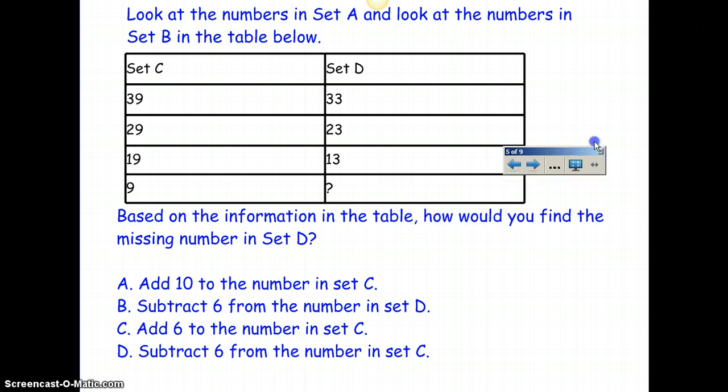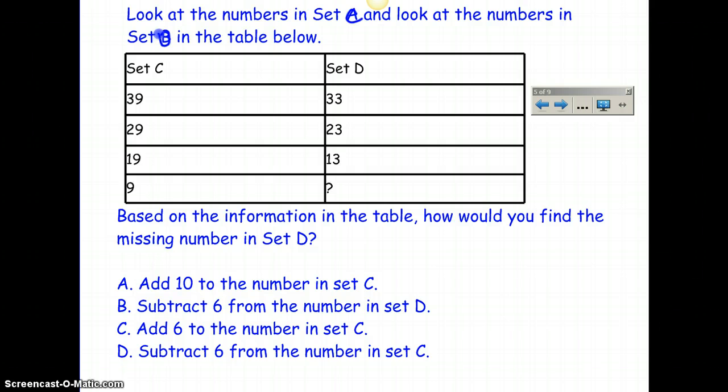Let's look at this table. Look at the numbers in set C, and look at the numbers in set D in the table below. Based on the information in the table, how would you find the missing number in set D? And here's the question mark.